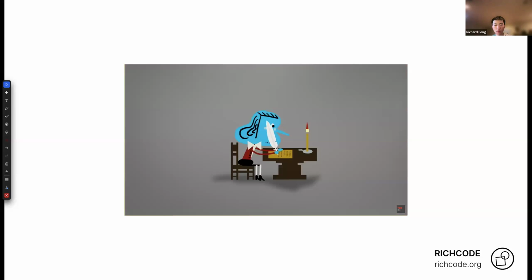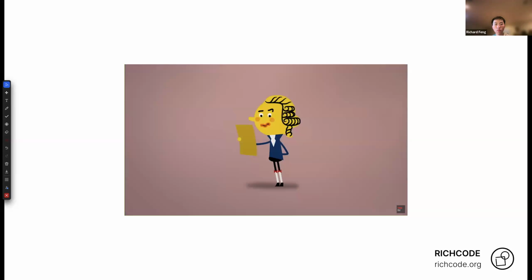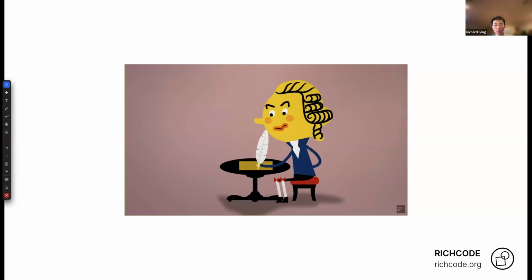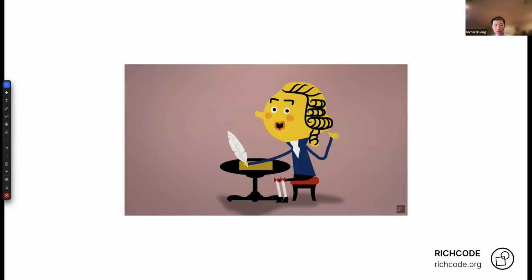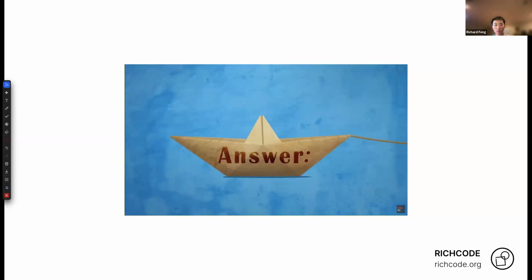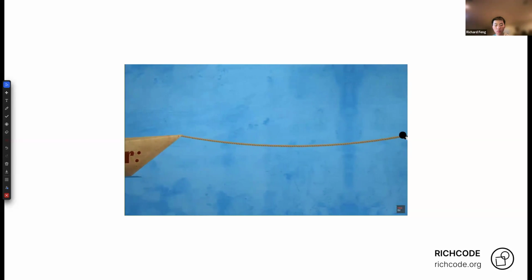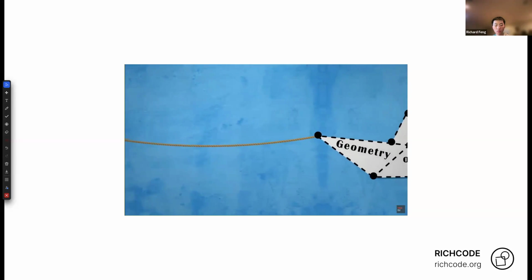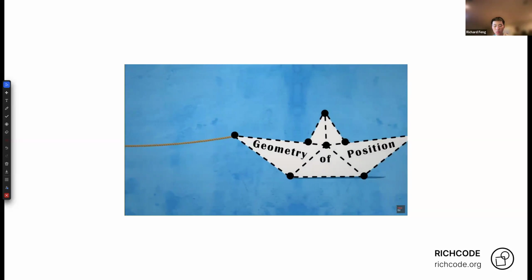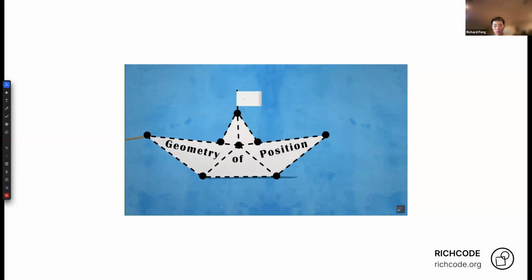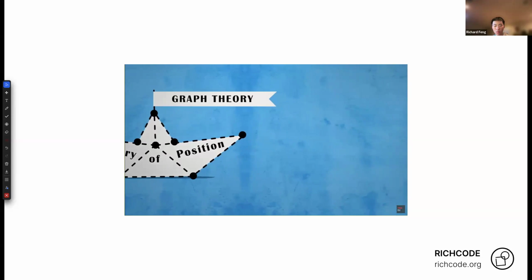Carl wrote to Euler for help with the problem. Euler first dismissed the question as having nothing to do with math, but the more he wrestled with it, the more it seemed there might be something there after all. The answer he came up with had to do with a type of geometry that did not quite exist yet, what he called the geometry of position, now known as graph theory.